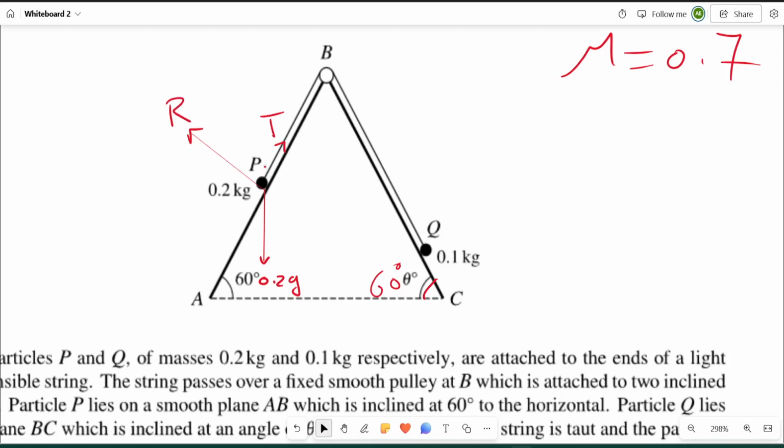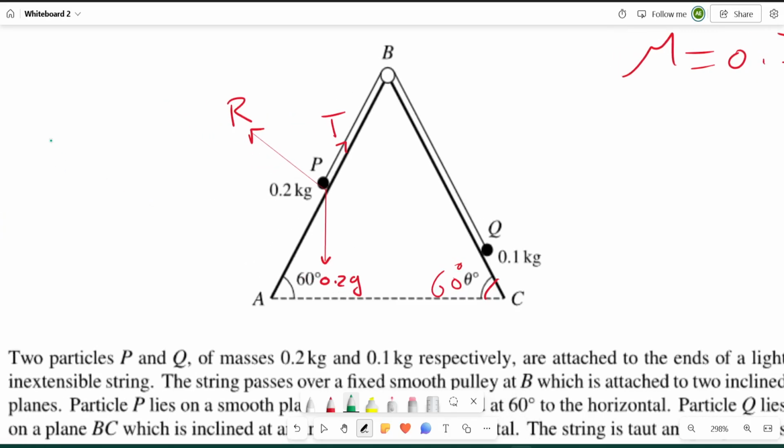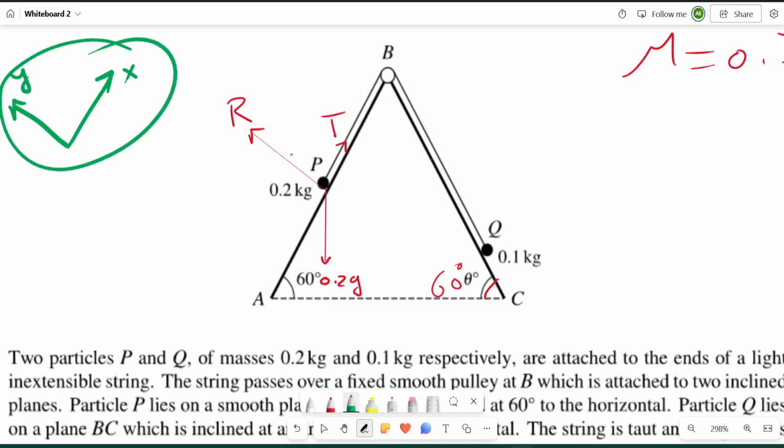That's it. I don't have anything else over here. So what I need to do is resolve this 0.2 g. Why do I need to resolve? Because I'm going to take my force directions as this being the x and this being the y direction. So I want all my forces to be aligned with these two.